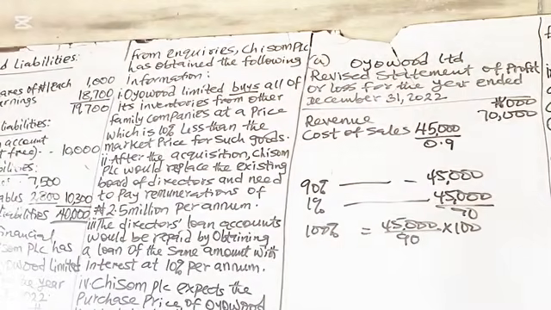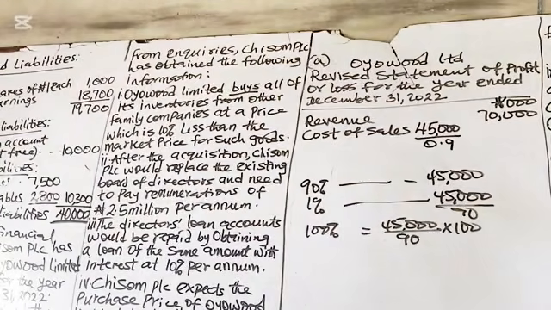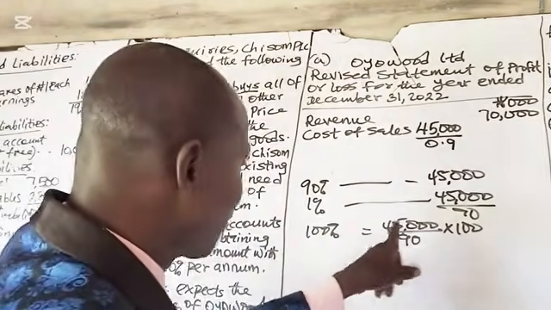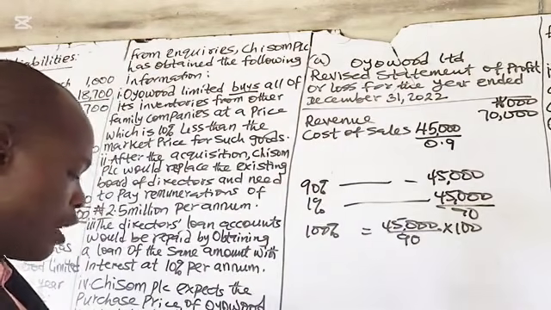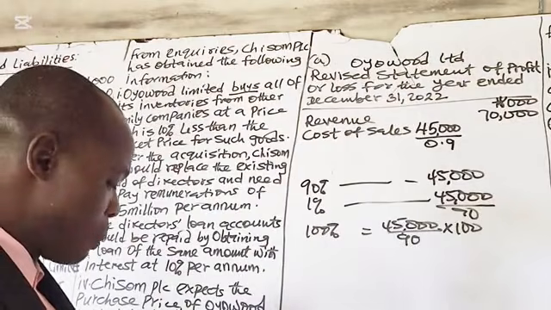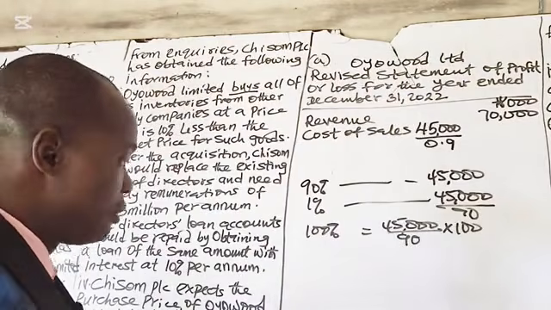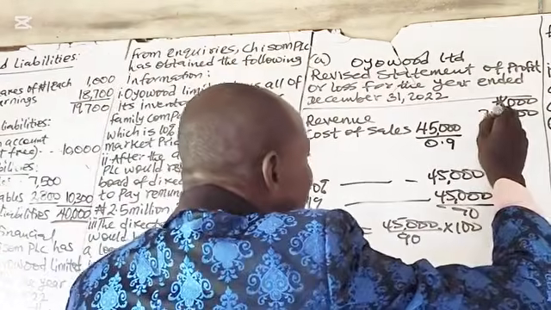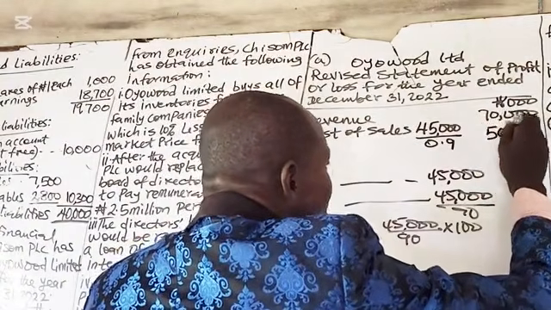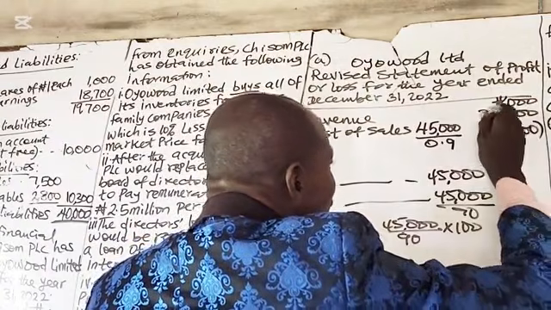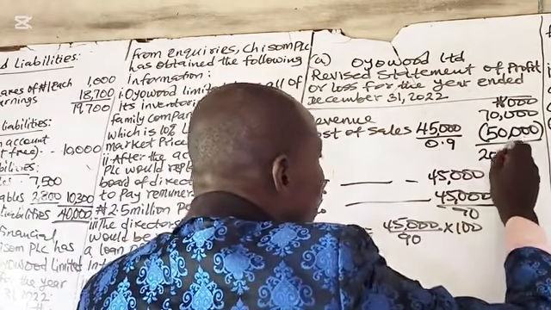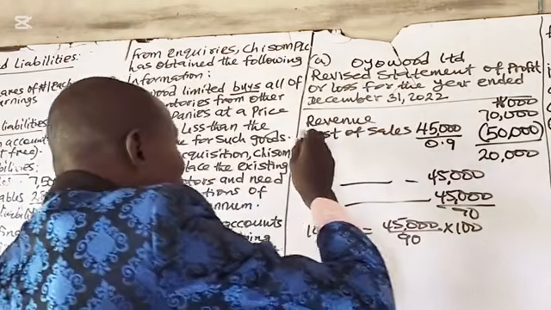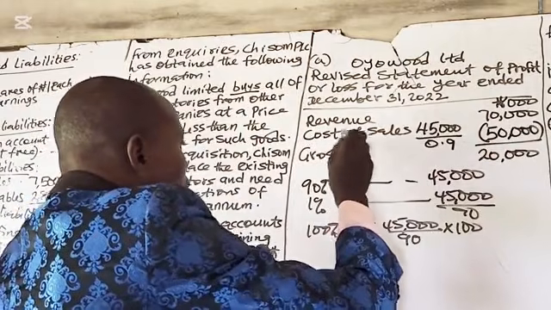This will give you the amount of the equivalent market price of the item. 45,000 times 100 divided by 90 will give you 50,000. Or if you say 45,000 divided by 0.9, it will equally give you 50,000 naira. So cost of sales amounted to 50,000. By the time you remove your cost of sales from revenue, then you have the gross profit of 20,000. That is our gross profit.